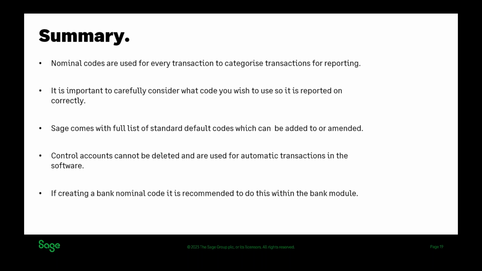The control accounts, so we mentioned those control accounts earlier. Those are the ones that are specified by the program for automatic postings. So they can't be deleted, but if they haven't been used, then you can change them to a more relevant code. And remember, if you're making a bank nominal code, just do it within the bank module. It'll make it far easier for you than having to go into the bank afterwards and almost recreate that nominal code too.